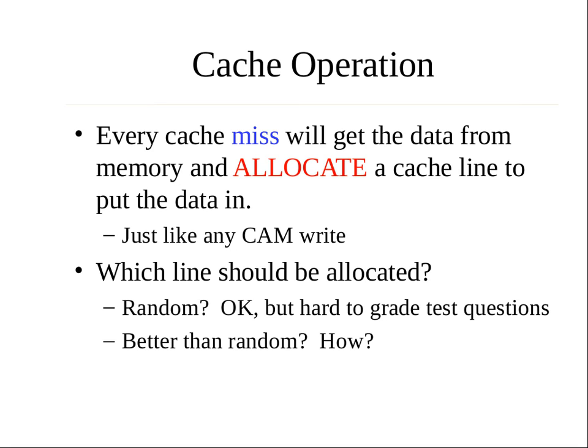Every cache miss will get the data from memory, because you still got to go to memory. When it comes back, the cache will allocate that memory inside of itself. And then which should be allocated? Which should be initially allocated?